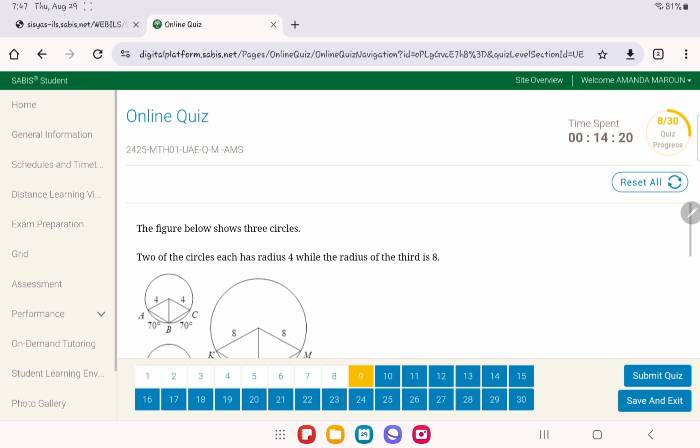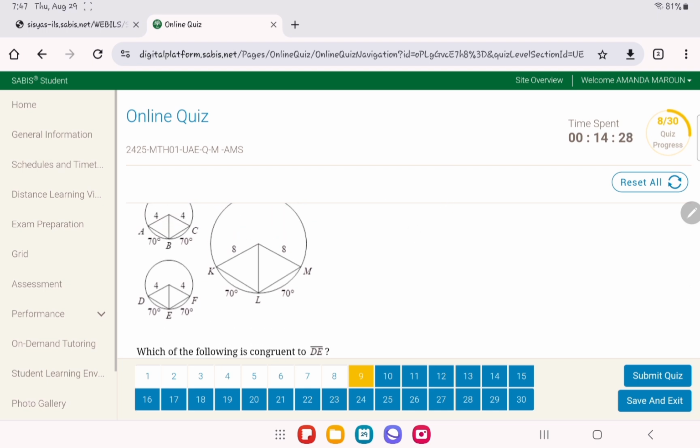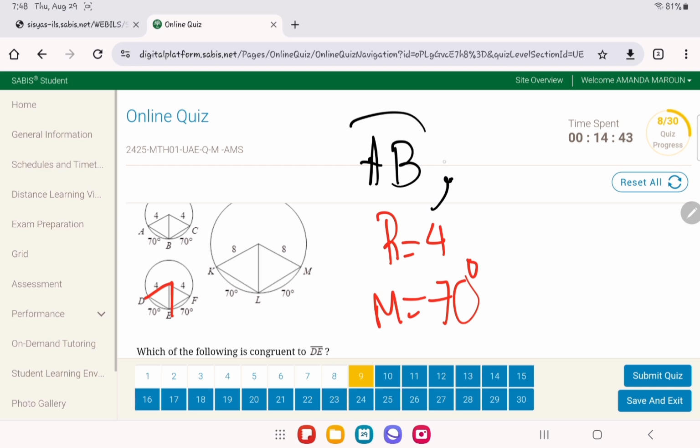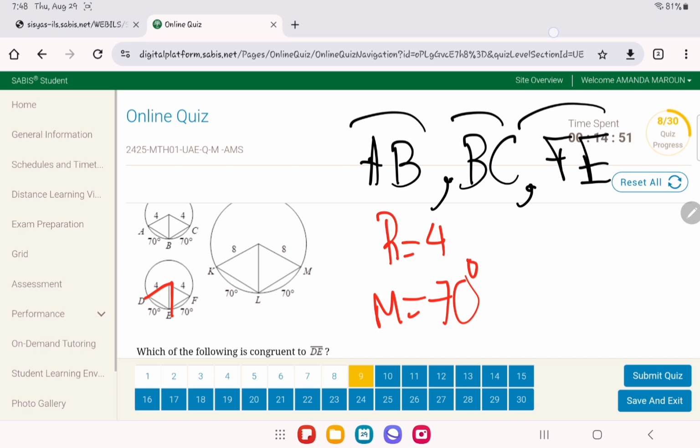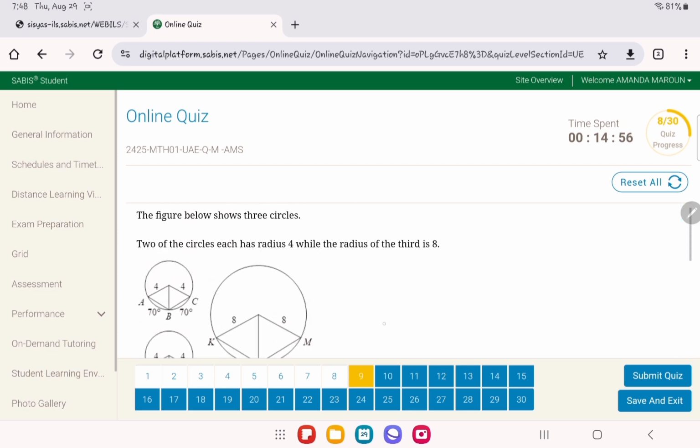Number 9. 2 of the circles each has a radius 4, while the radius of the third is 8. Which of the following is congruent to DE? It's the same as before. DE has a radius of 4 and a measurement of 70. So which one has a radius of 4 and a measurement of 70? We have AB, we have BC, we have FE. So AB, BC, and FE. BC, AB, and FE or EF.